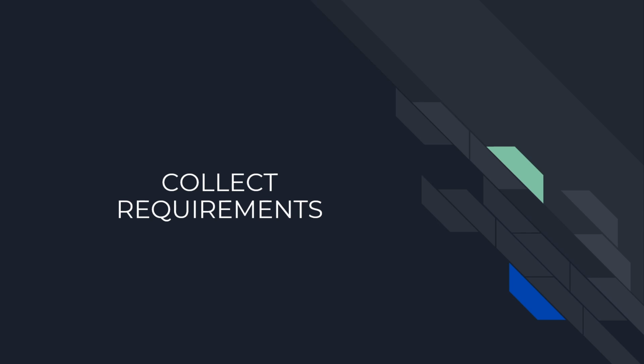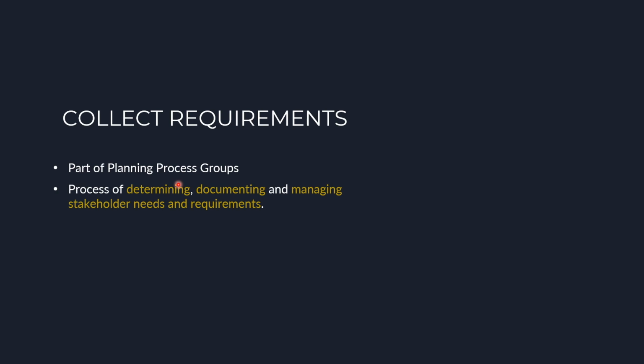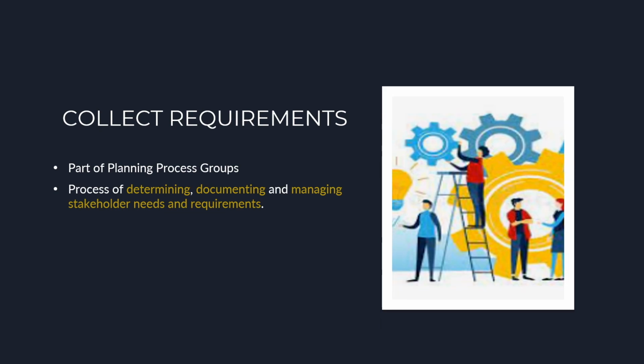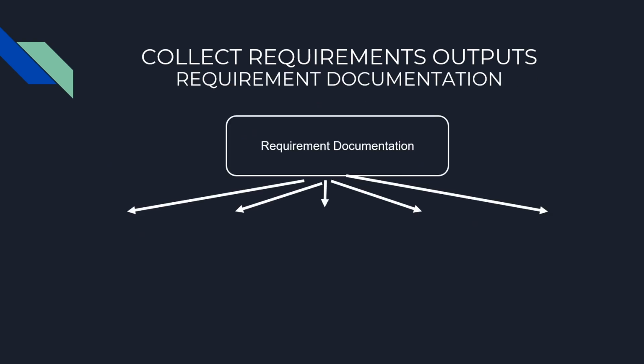The second process is collect requirements. It is also part of the planning process group. Keywords are that it determines, documents, and manages stakeholder needs and requirements. The outputs of collect requirements are requirements documentation and the requirements traceability matrix.